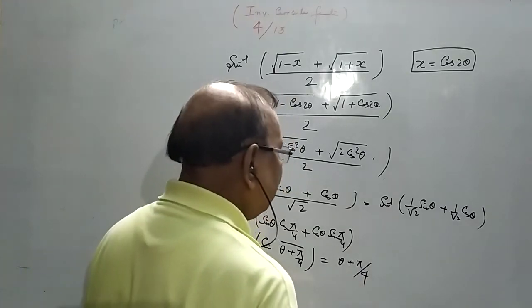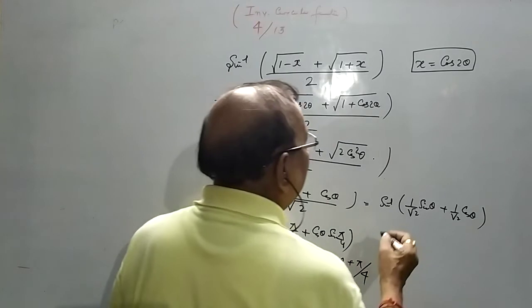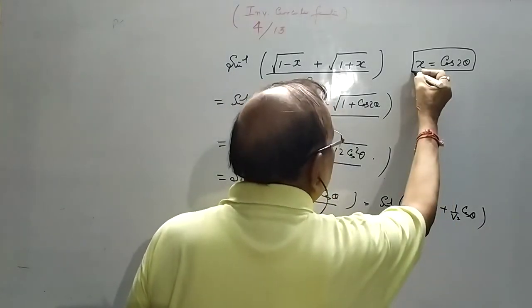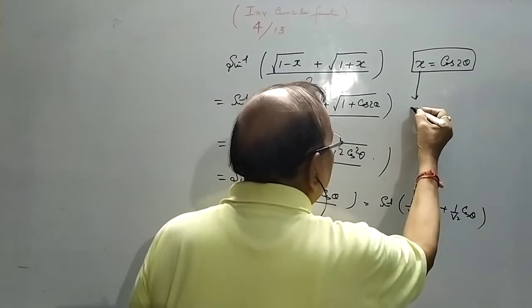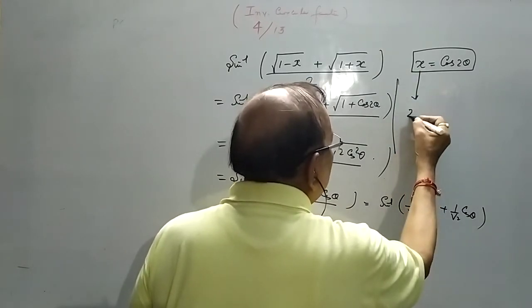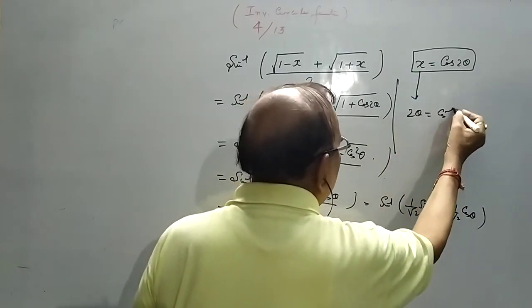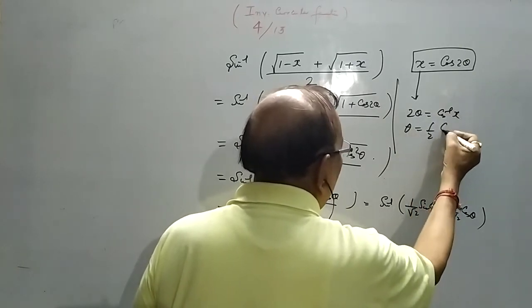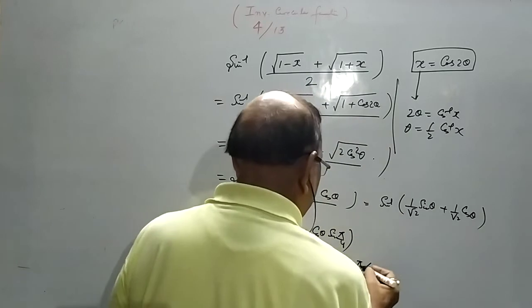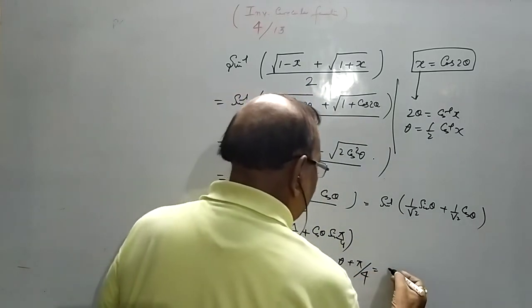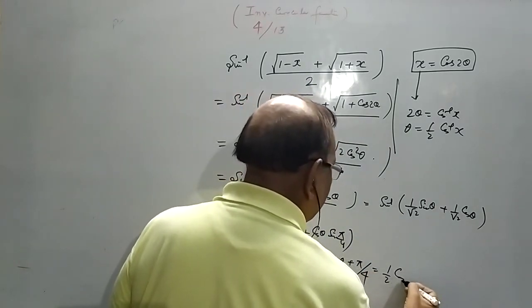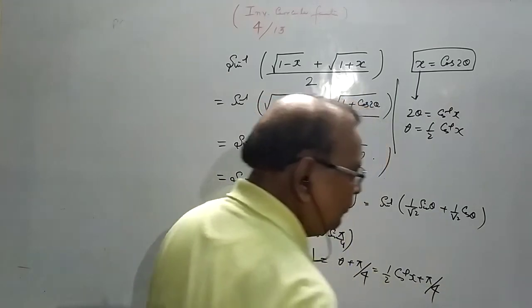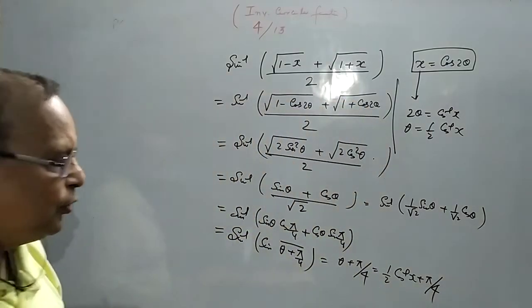And in this case, by putting the value from here, we get 2 theta is equal to cos inverse x, and theta is equal to half cos inverse x. That is equal to half cos inverse x plus pi by 4. That's all. That is the most simplified value.